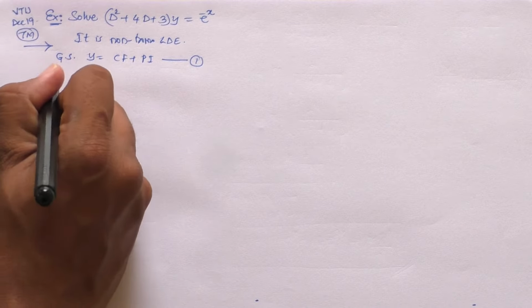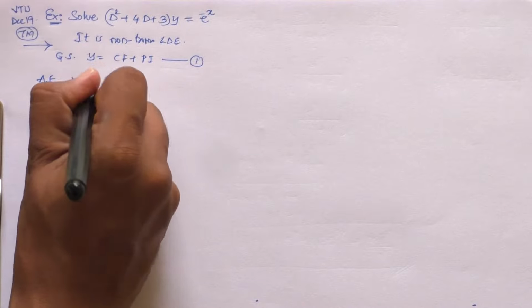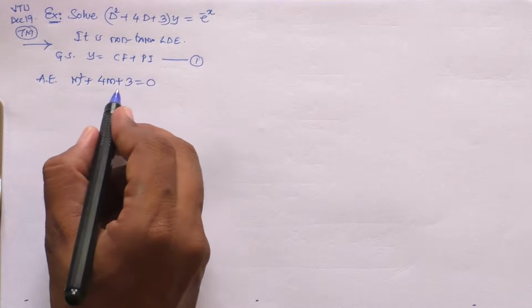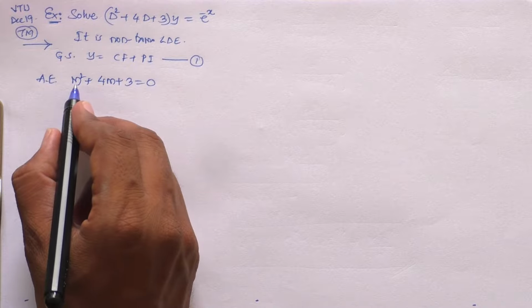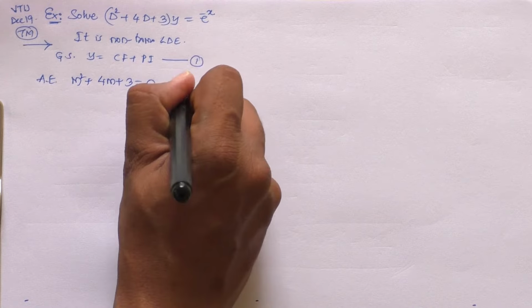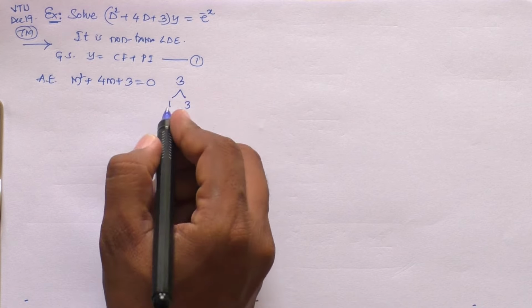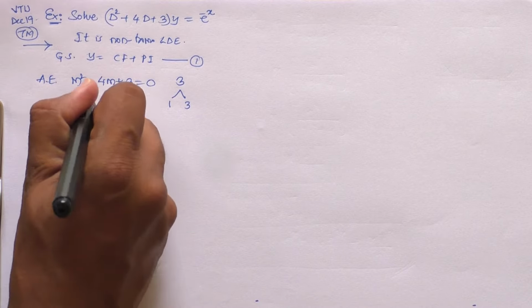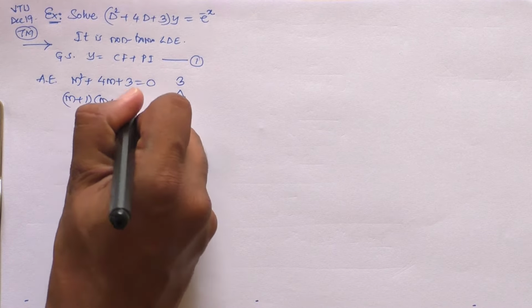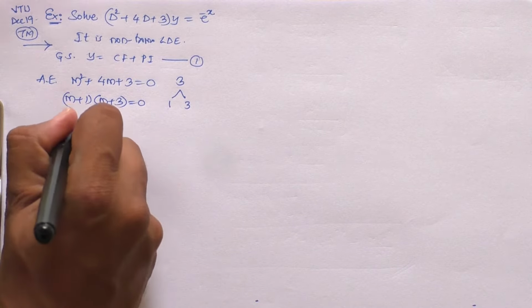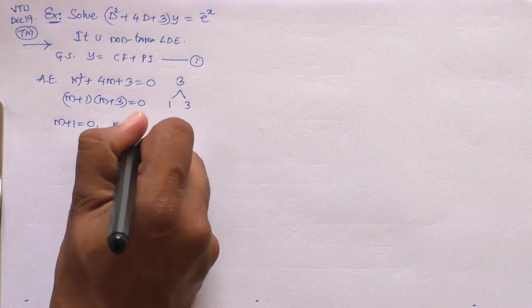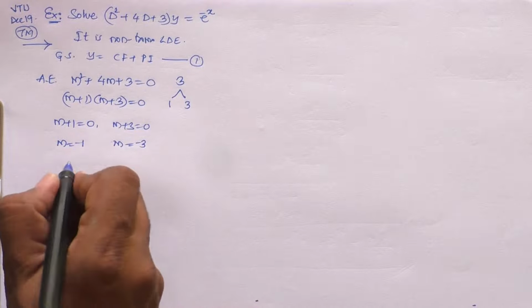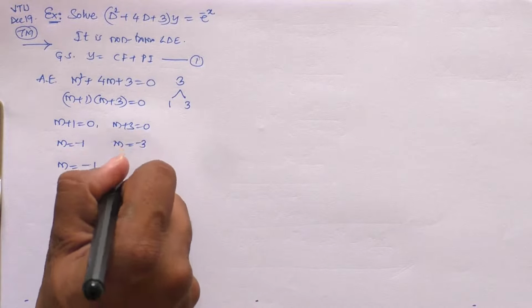So from that we can write the auxiliary equation m square plus 4m plus 3 equal to 0, which is a quadratic equation. Here we need to find m values. So let us think of factorization. 3 can be written as 1 into 3, and 1 plus 3 is 4. So it can be factorized as (m plus 1) into (m plus 3) equal to 0. So m plus 1 equal to 0, m plus 3 equal to 0. So m equal to minus 1, m equal to minus 3. So total 2 m values, minus 1 and minus 3.